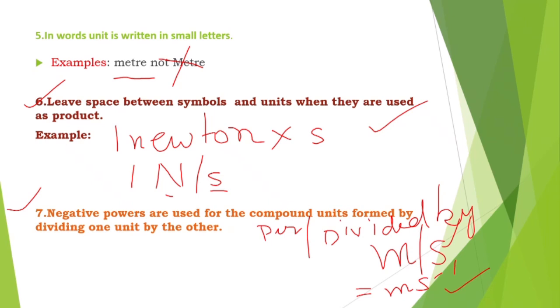One more example. Meter per second, do you understand? Kilometer per hour. How can you write kilometer per hour? We also write it as km h to the power minus 1. So in this way, negative powers are used for compound units formed by dividing one unit by the other. Now conventions should be clear. Any doubt, you can ask in my comment section. Got it?